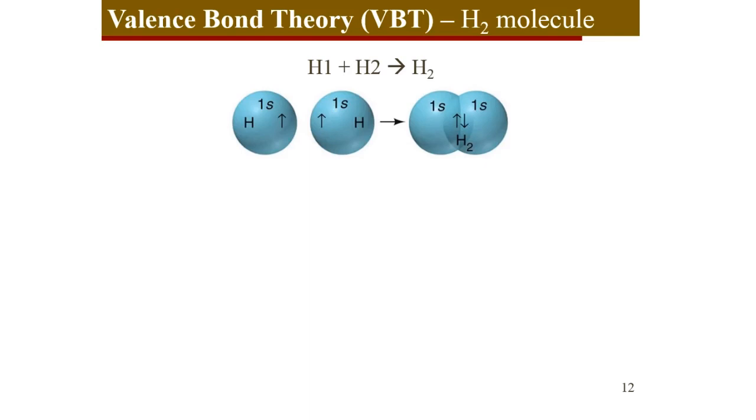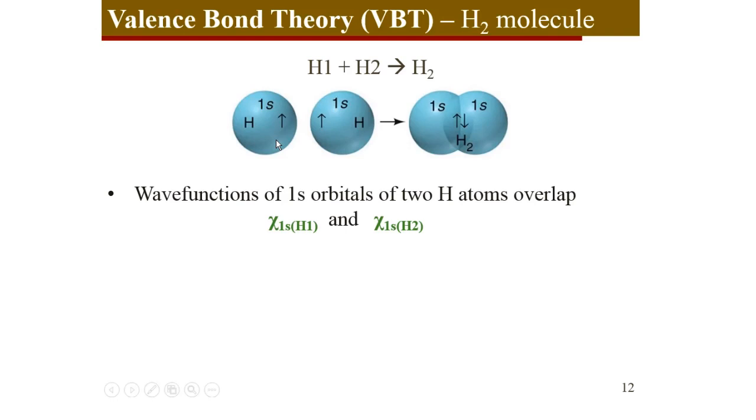So, considering the hydrogen molecule in this example, the first hydrogen atom H1 and the second hydrogen atom H2 combine to give a molecule of hydrogen like this. So this is the scenario. We have already seen this picture.